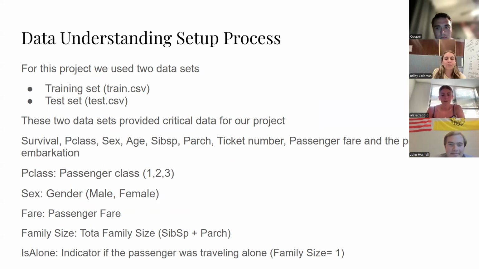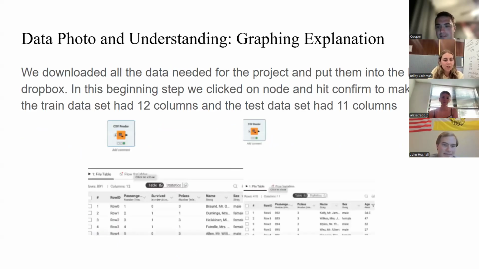In addition to this, some of the columns that we had would be things like our survival, our Pclass or passenger class, sex, age, whether there were siblings involved, also the ticket number and passenger fare, and then embarkation. So those are just a little bit about some of the variables that were within our data. Within that, if you could go ahead and click to the next one.